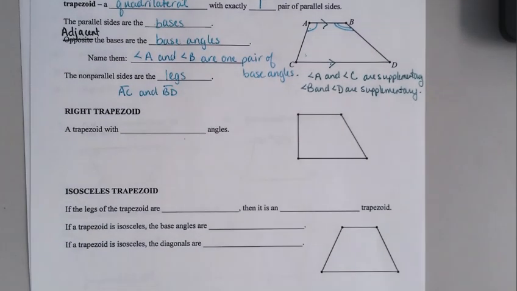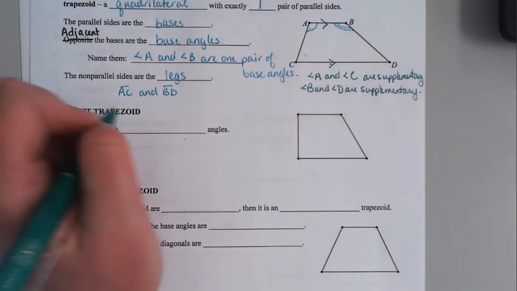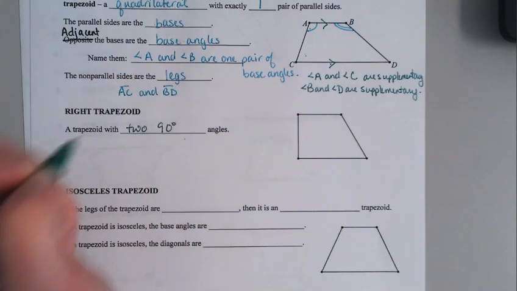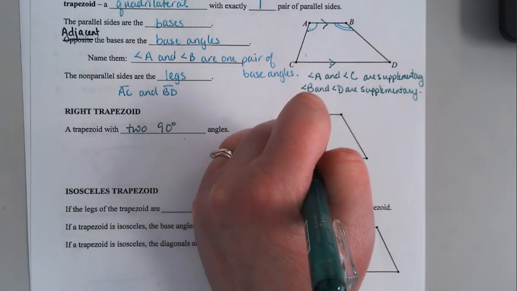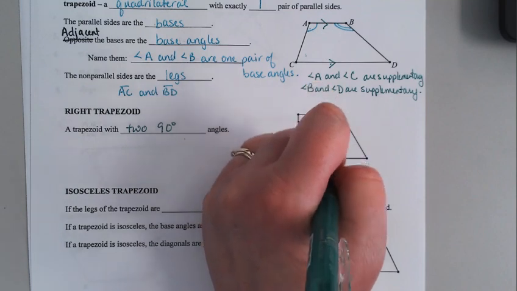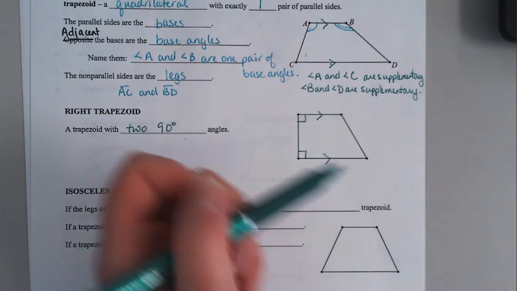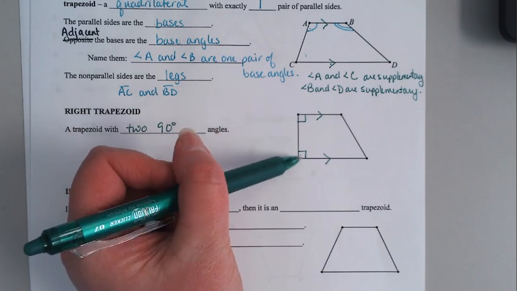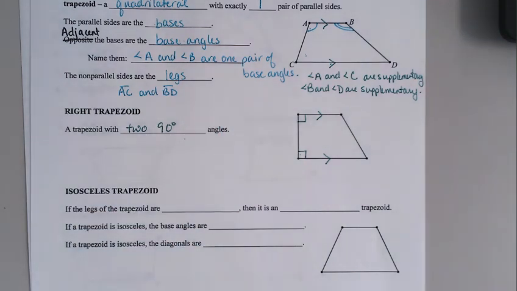A right trapezoid. A right trapezoid has two 90-degree angles. So if you're looking at this one, it would be these. And we can't have just one, could we? Because if this one is 90 and these two have to be supplementary, they're both going to be 90. Okay? So you can't have just one 90-degree angle in a trapezoid. It has to be two.